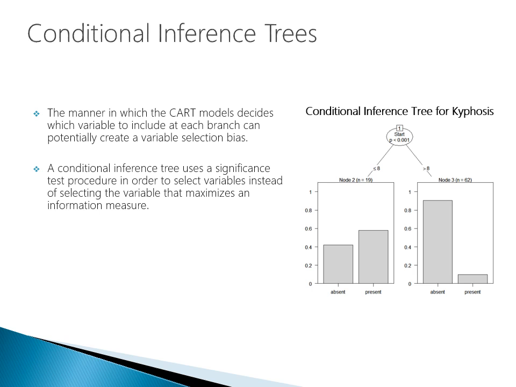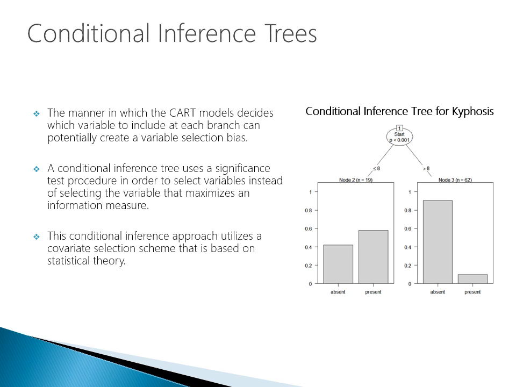A conditional inference tree uses a significance test procedure in order to select variables instead of selecting the variable that maximizes an information measure. So this is a statistical based approach for deciding how to grow a decision tree. This approach uses a covariate selection scheme that is based solely in the statistical theory. Again, here is an example of our decision tree for our kyphosis example.